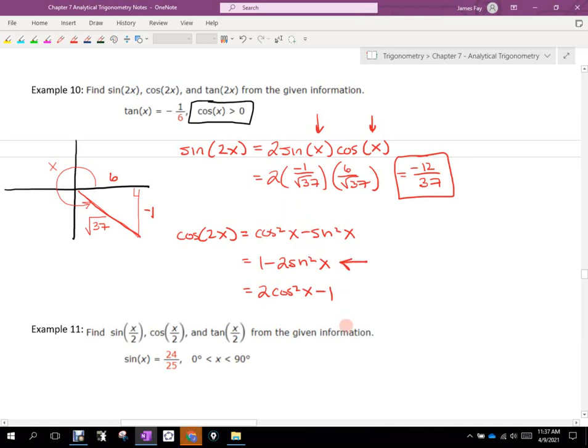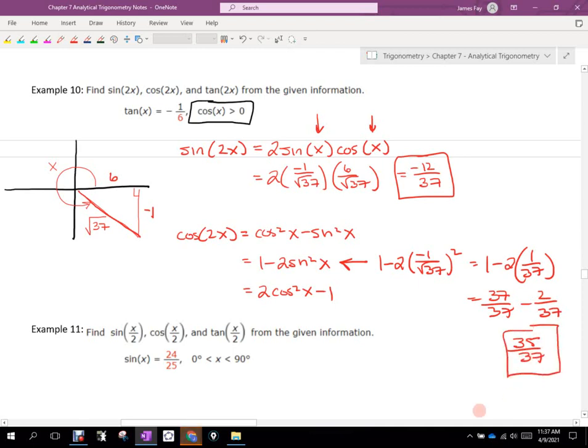That one? Okay. So I'm going to go 1 minus 2 times, what's your sine of x then? Negative 1 over radical 37. And we'll square that. So it's going to be 1 minus 2 times 1 over 37. Good. So we now have 37 over 37. That's my 1. Minus 2 over 37. What's that give me? 35 over 37. And that then is the cosine double angle. You could have gotten the same thing using those other formulas. It's just that your algebra is going to be a little bit different because your inputs are a little bit different. Okay?